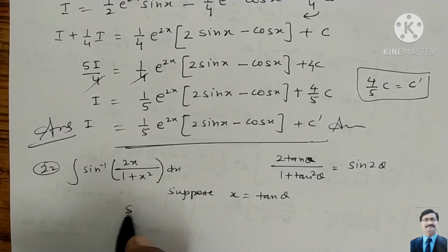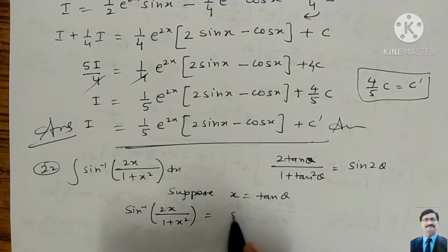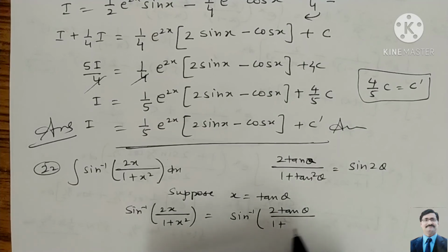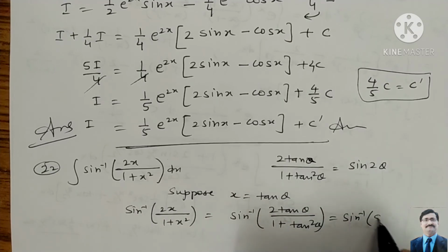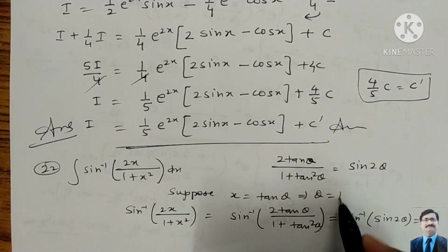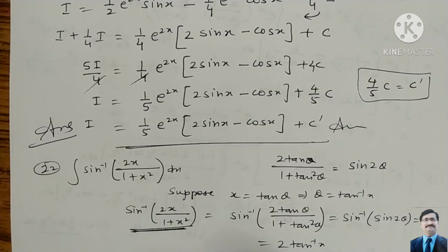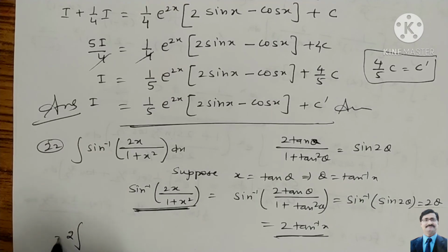So look here, this sine inverse 2x upon 1 plus x square will be equal to sine inverse, in place of this we can write 2 tan theta upon 1 plus tan square theta, and this will become sine inverse sine 2 theta, okay. So this is equal to 2 theta, and in place of theta again we can put the value theta equal to tan inverse x. So this will be equal to 2 tan inverse x. So look at this, the question is totally changed, the question will become integral of 2 tan inverse x dx.